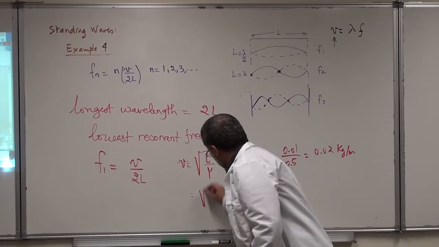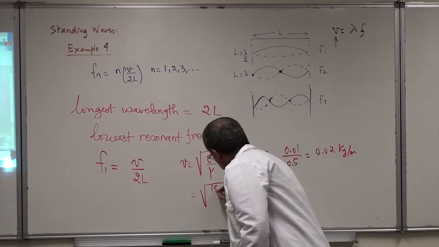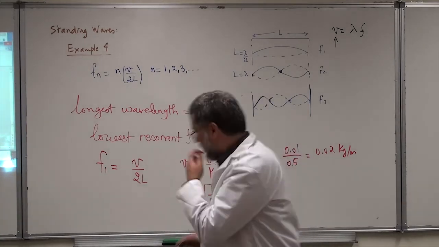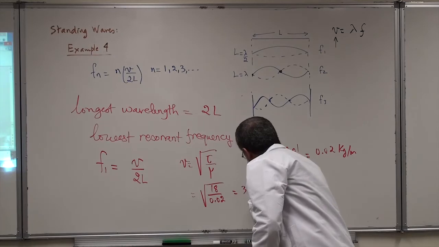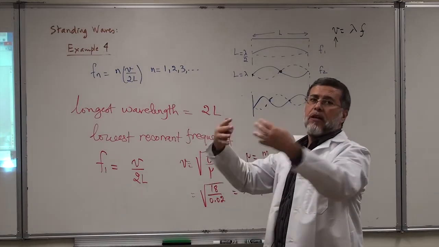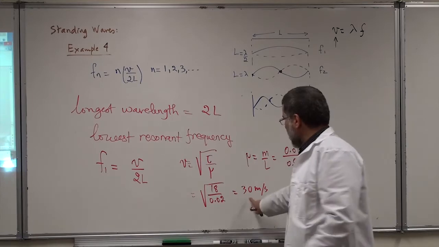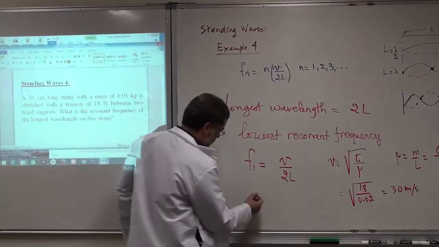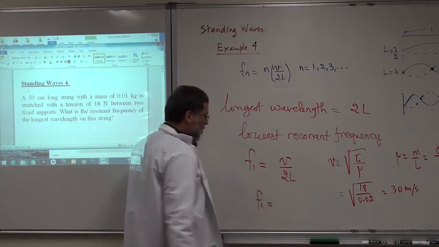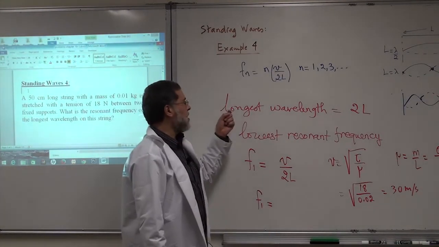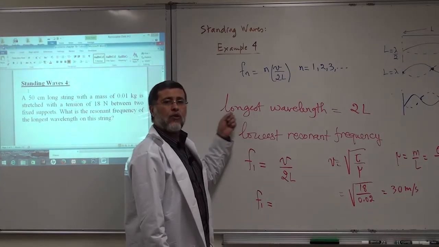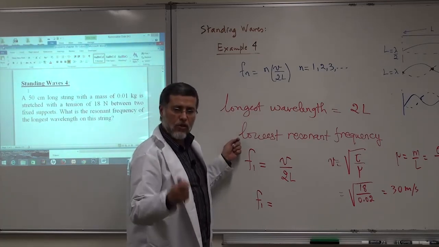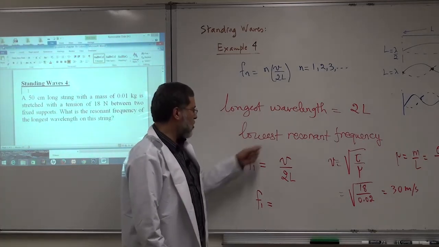So V will be the square root of what? The tension, which is 18 Newton over 0.02, and we take the square root to get the speed of the wave, which is 30 meters per second. So the speed of the two waves interfering is 30 meters per second. So I know the speed of the wave, I know the length of the string, I can find the resonant frequency. How did I know I have to use F1? Because the problem gives you the longest wavelength. Longest wavelength means the smallest frequency, or the lowest frequency.